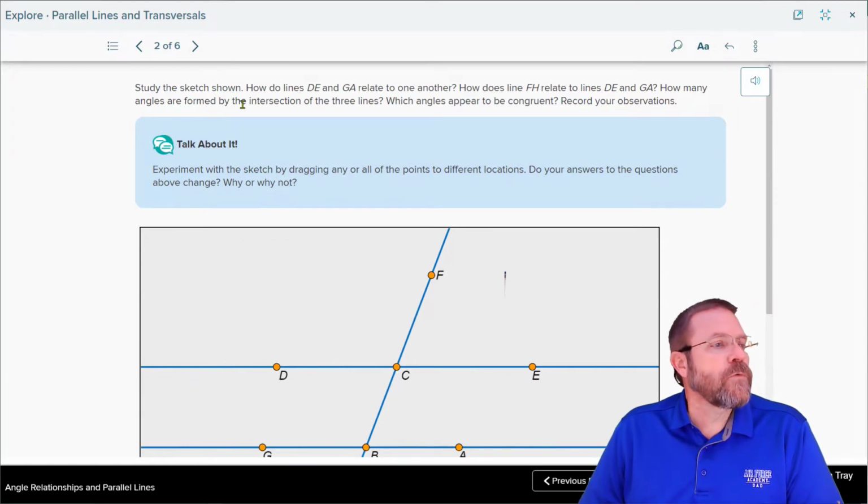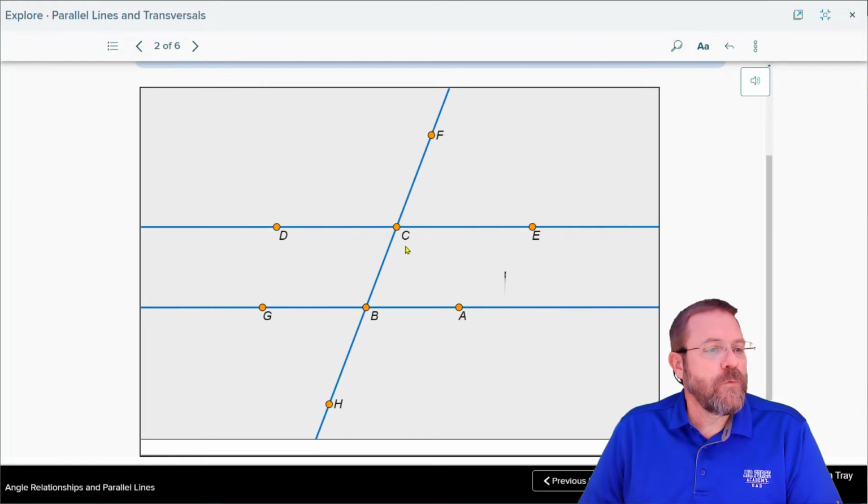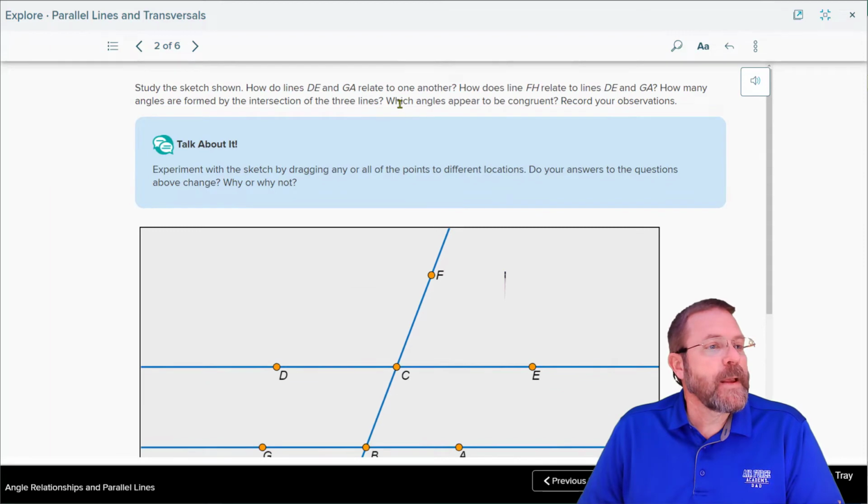How many angles are formed at the intersection of the 3 lines? You've got 1, 2, 3, 4. 1, 2, 3, 4. So you have a total of 8 angles. And the last question, which angles appear to be congruent?